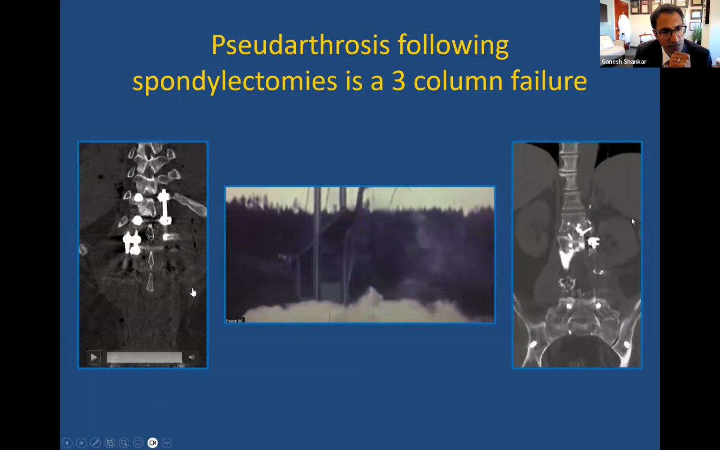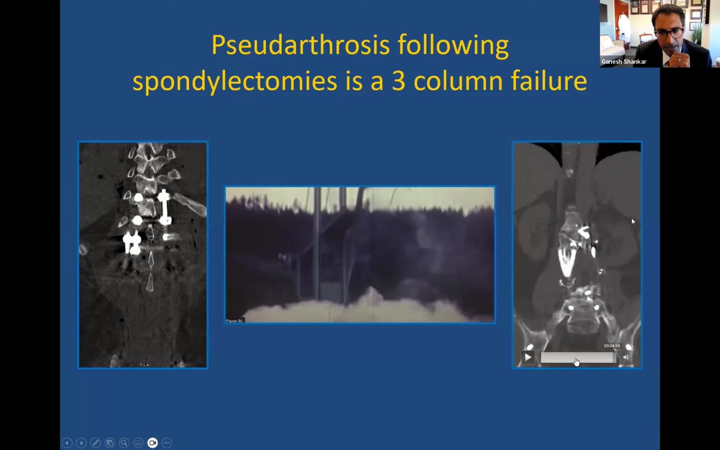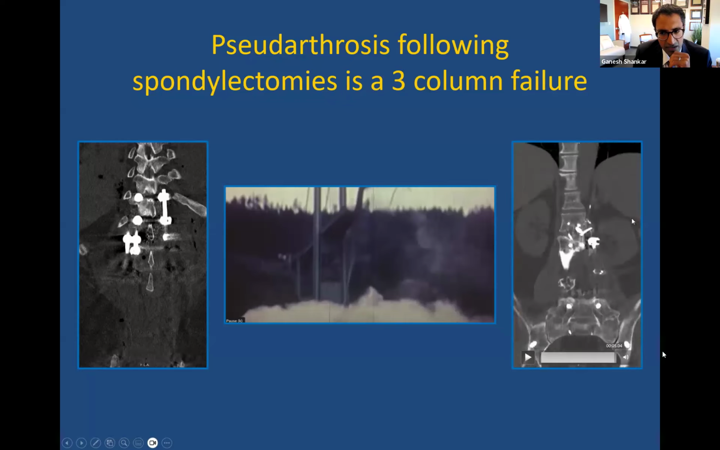So this construct that looked really good, within a few months the ventral column had subsided, and there was also a rod fracture, which unfortunately this video isn't playing all the way through. So this was a circumferential hardware failure as well.